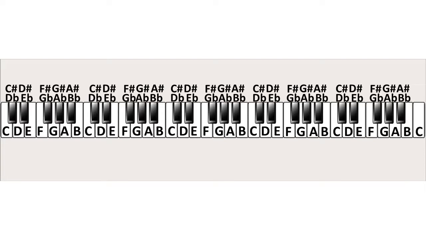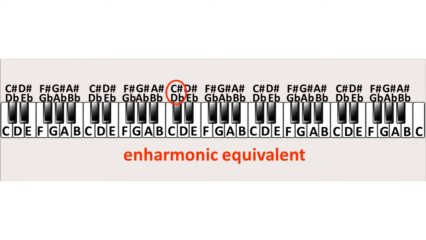Now, once more. Black keys always have two names for the same key. Whether it's this key, this one, this one, this one, or this one. We call two note names that designate the same note enharmonic equivalent. So, for example, this C sharp and D flat are enharmonic equivalent because they are one and the same note.